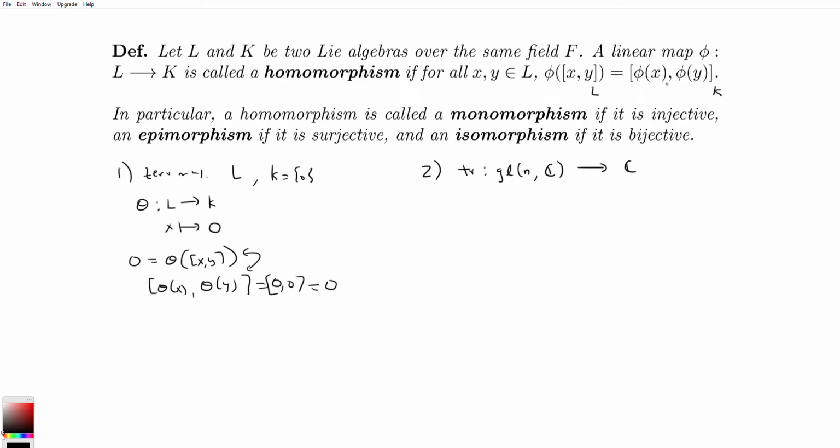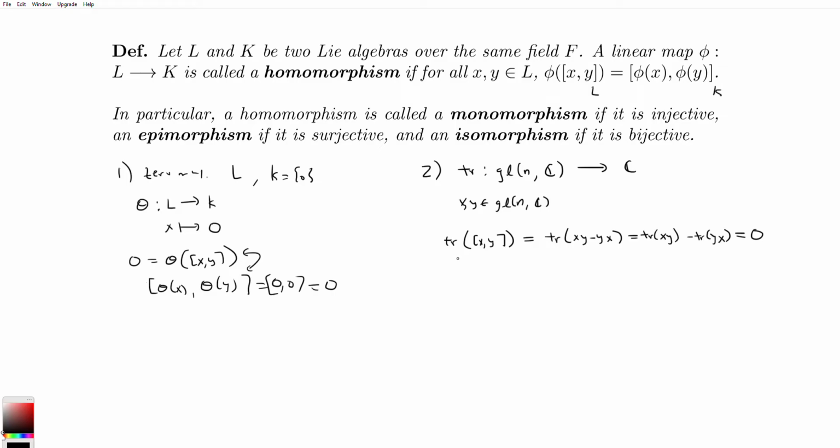So the linear map part is already satisfied. We know the trace is linear, so let's check if it preserves the bracket structure. If I have x and y in gl_n(C), then let's see what the trace of the bracket of x and y is equal to. Well, that's precisely equal to the trace of xy minus yx. Now by the linearity of the trace, that's the trace of xy minus the trace of yx. Now the trace is symmetric, and so this is equal to 0.